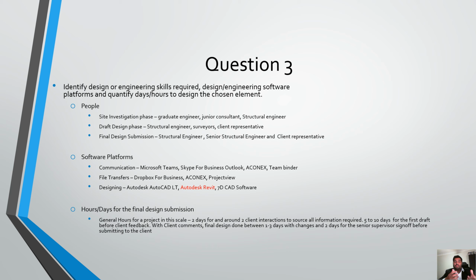In the draft phase, the structural engineer talks to the surveyors and the client representative to get the design going, and to add any specific client requirements into it. If there's a condition change while the design is happening, they get that information. And then when you get to the final design submission, the structural engineer sends the final submission to the senior structural engineer, or a senior supervisor, sorry, to get the approval and sign off, and then that design gets sent to the client representative.